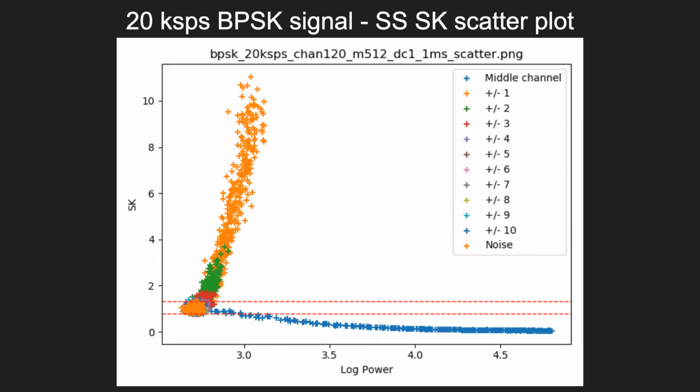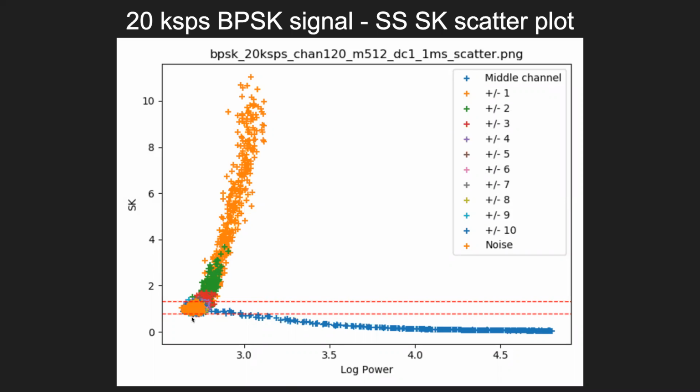And this is a little bit of insight into what's going on under the hood. This is a scatter plot of the log power of our data power values and the kurtosis values. And I have marked out on the legend our middle channel. So these are data points in the middle channel, 120. And then channels on either side have different colors.